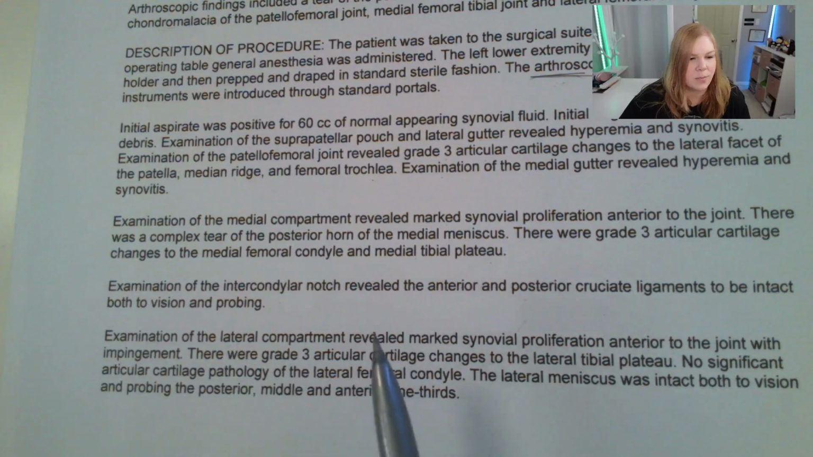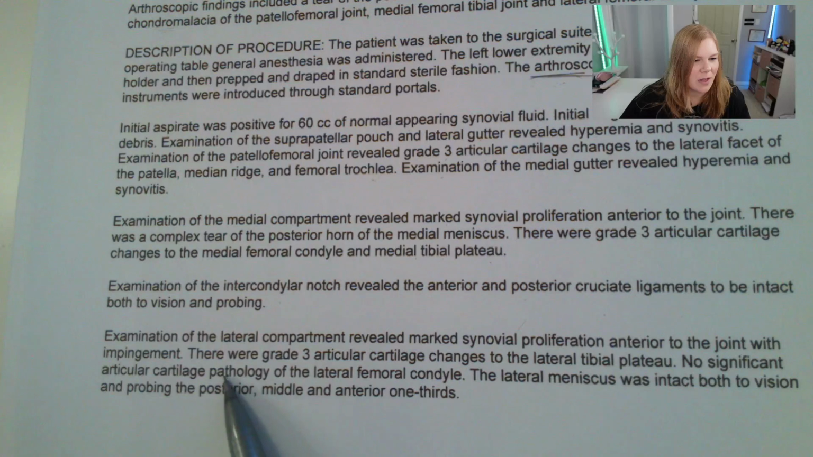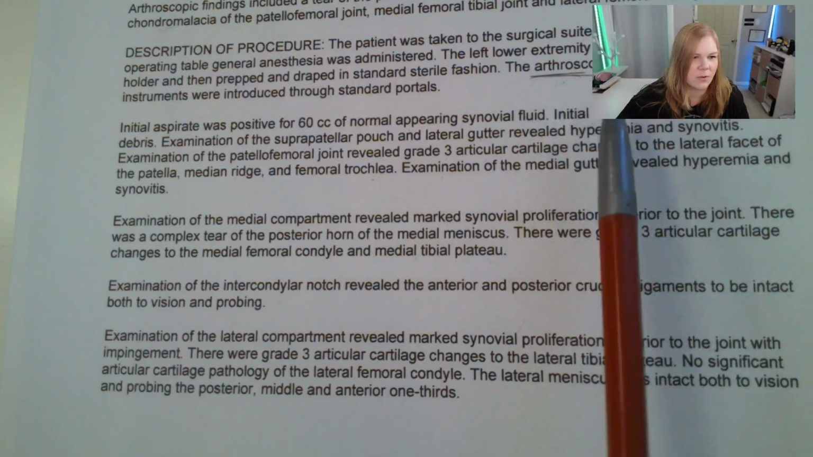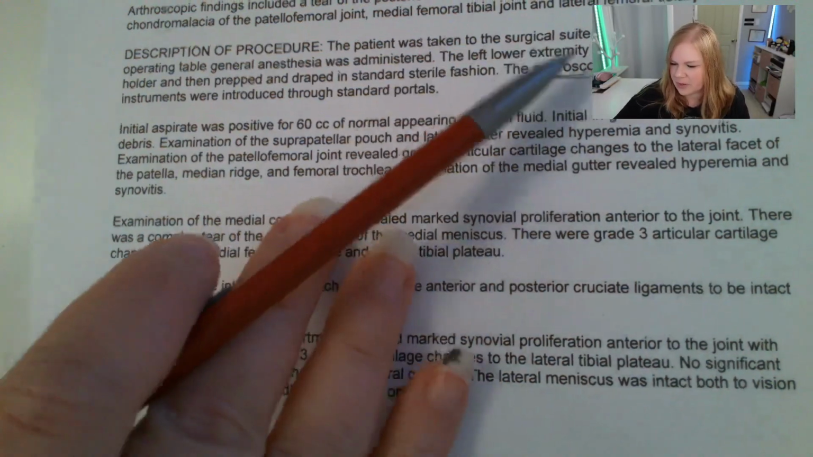Examination of the lateral compartment revealed marked synovial proliferation anterior to the joint with impingement. There were grade 3 articular cartilage changes to the lateral tibial plateau. No significant articular cartilage pathology of the lateral femoral condyle. The lateral meniscus was intact, both to vision and probing, the posterior, middle, and anterior 1/3. So still, we're just going through with the arthroscope, examining these different areas, checking out what's going on.